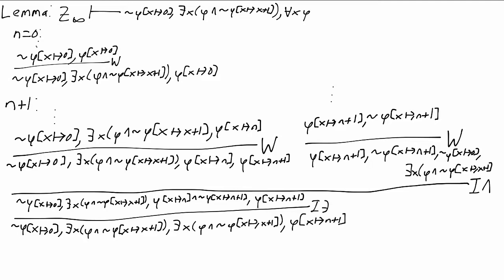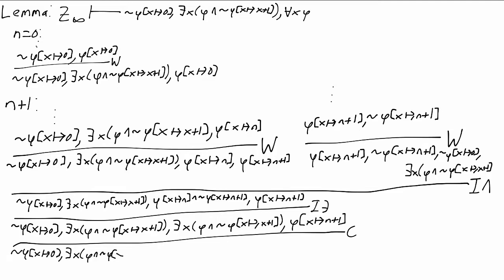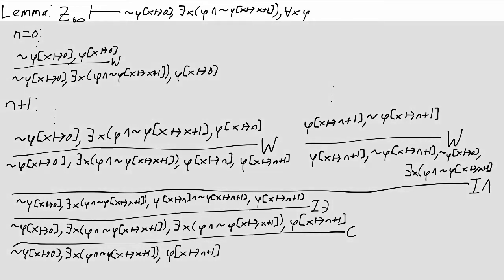After we use and introduction, we have not phi 0, comma, there's an x where phi holds of x but not x plus 1, comma, phi holds of n but not n plus 1, comma, phi holds of n plus 1. So we use exists introduction. If phi holds of n but not n plus 1, that is an x, so that phi holds of x but not x plus 1. And then contraction lets us combine these two existential statements because they're two copies of the same sentence. So for each n, we get this deduction of not phi of 0, comma, there's an x so that phi holds of x but not x plus 1, comma, phi holds of n.